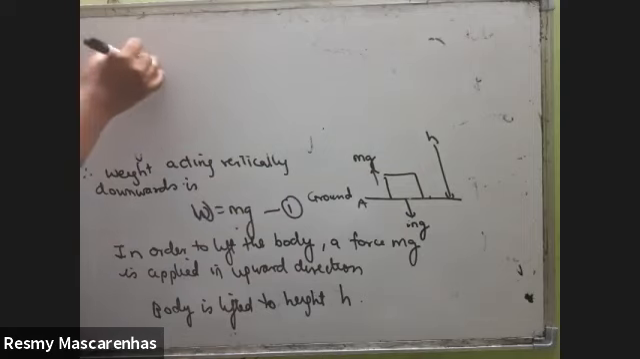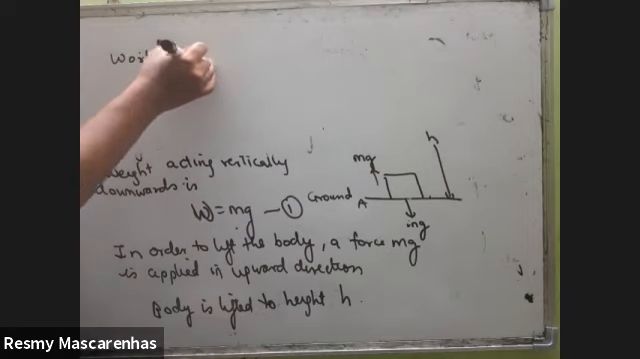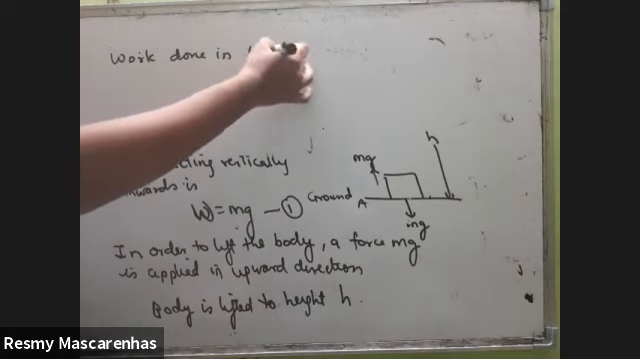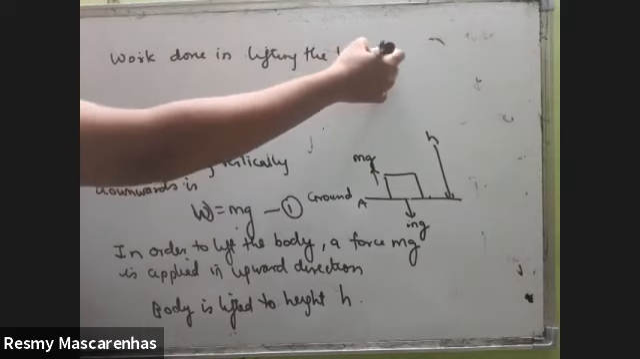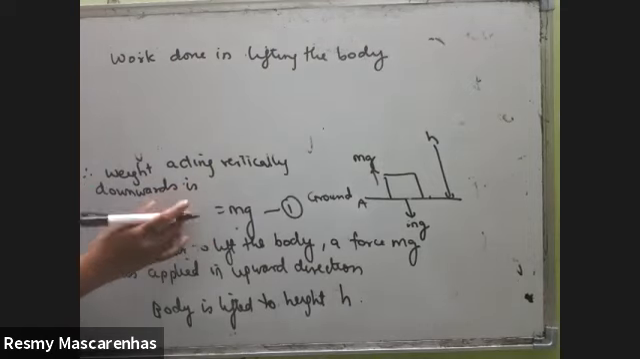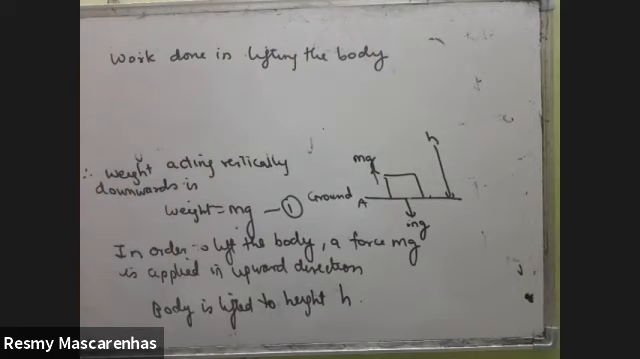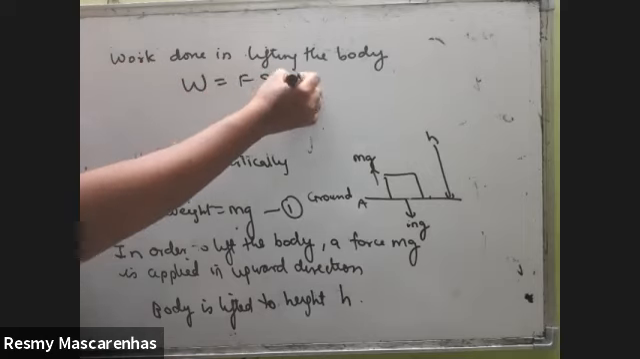Now work done, we'll see how much work is done. Work done in lifting the body. This was weight, don't get confused with this. You can write it as weight only and keep W aside, as it might be confused with work. Okay, that work is different. So just write weight as mg. This work done only is W. Work done is force into displacement.